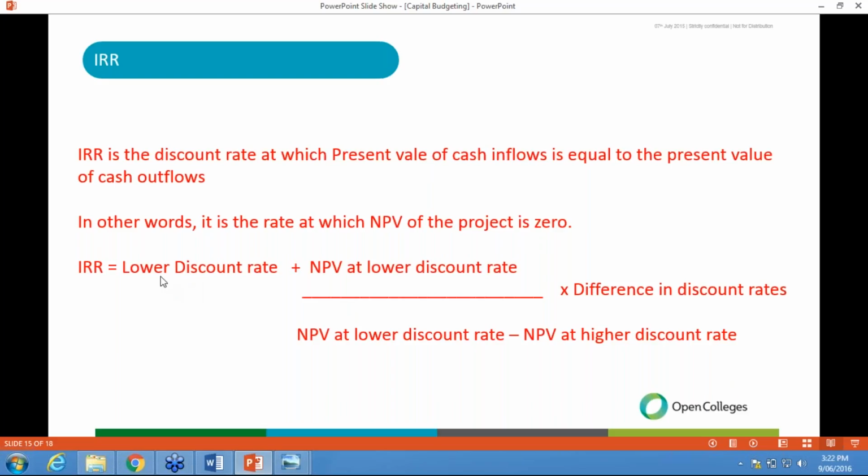So here is the formula. Lower discount rate, I will explain each and every concept later. Lower discount rate plus NPV at lower, divided by NPV at lower minus NPV at higher, and you need to multiply by the difference in discount rates. Now, don't worry about the formula, of course. I will share these slides with you so that you can have it in front of you every time.